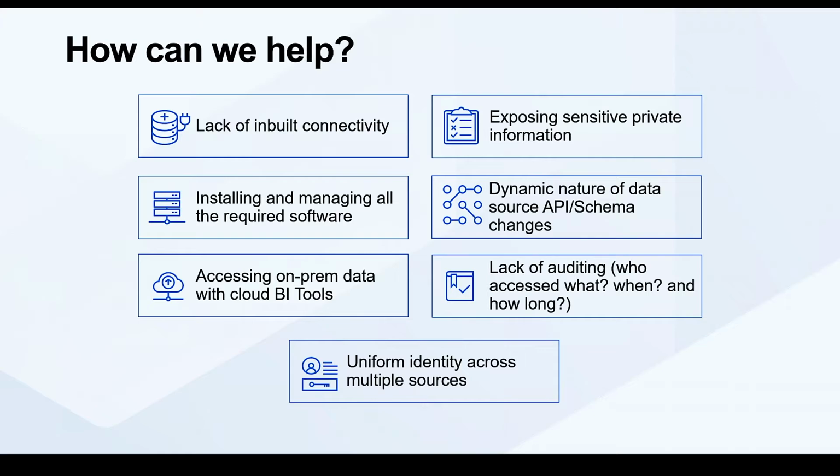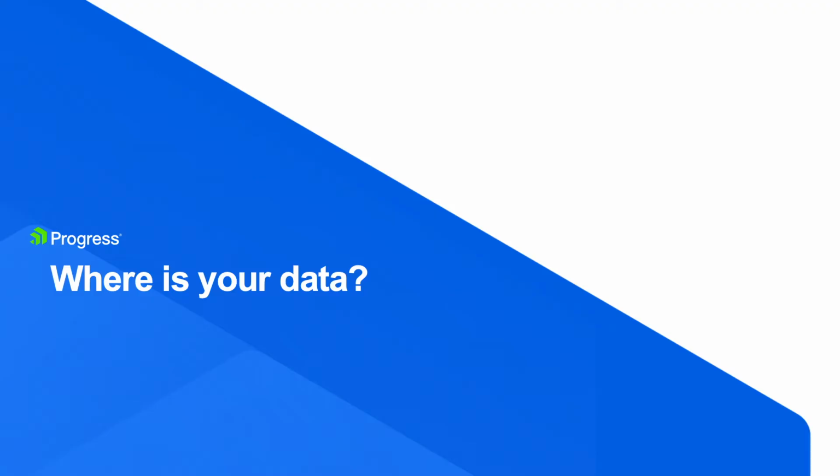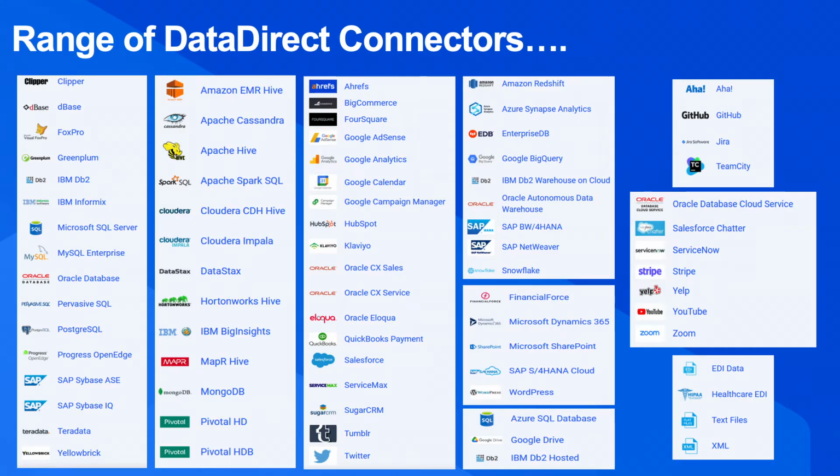So we are able to solve these problems, but where could that data reside? If you look at where your data is, it could be anywhere, and we are well prepared for that. Like I said, we have 75 plus pre-built connectors in our kitty to help you get your data into your favorite BI tool. So you don't have to worry about what's inbuilt in which BI tool, right? Based on your technical and business reasons, you can choose the right BI tool for that use case, and then you can trust DataDirect to get your data into that BI tool, right?